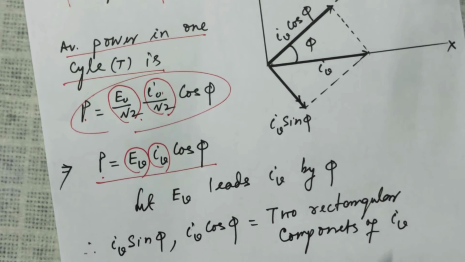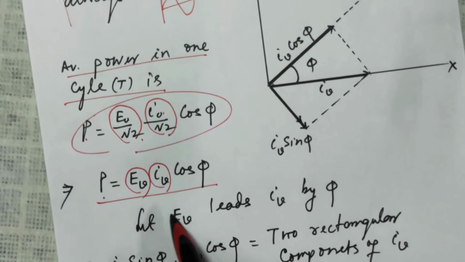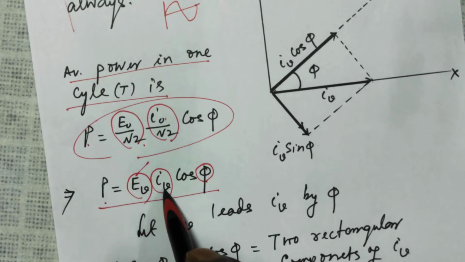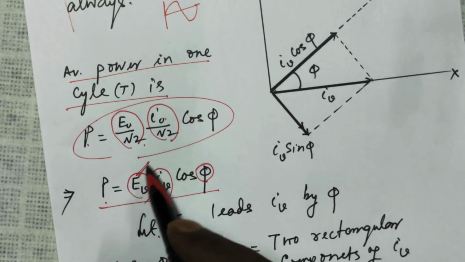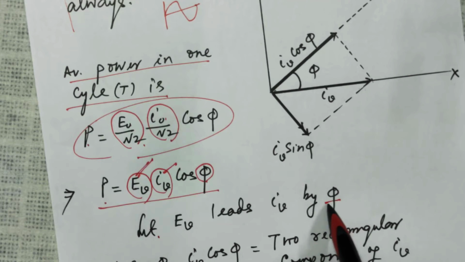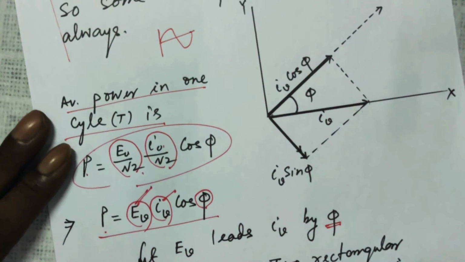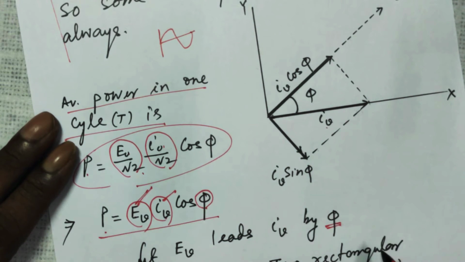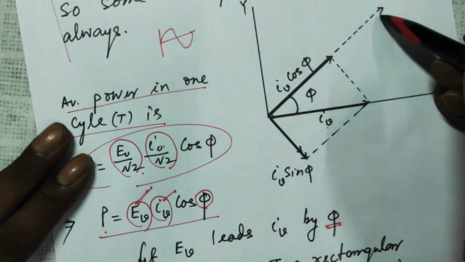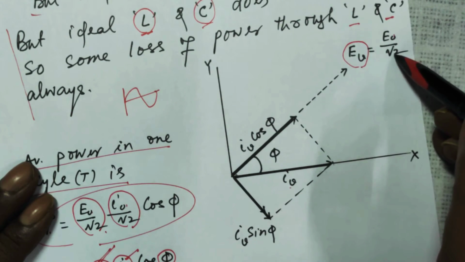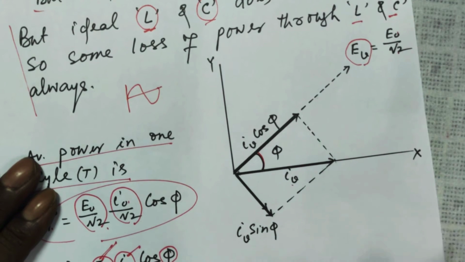Now in some situation, let this be the phase difference between the virtual voltage and the virtual current. Let in some situation the voltage be ahead of the current IV by some phase angle phi. That is what I am showing here. This is your virtual current from here to here, and this is your virtual voltage, which is E0 over root 2, and this is the phi.